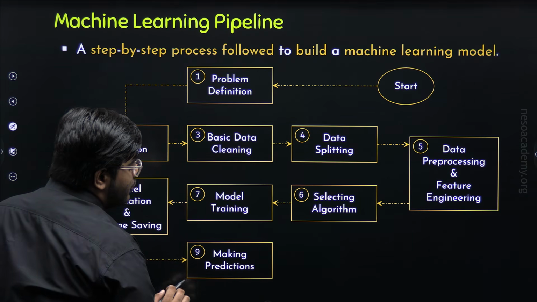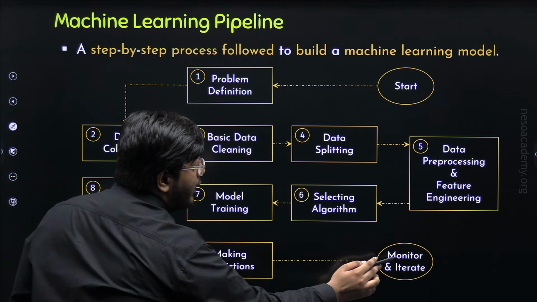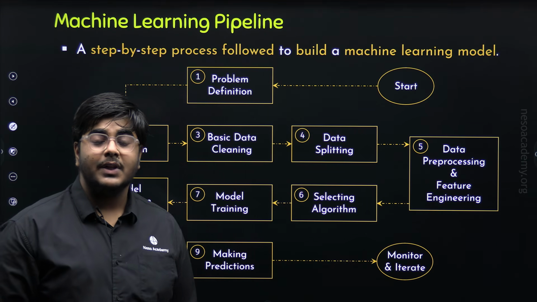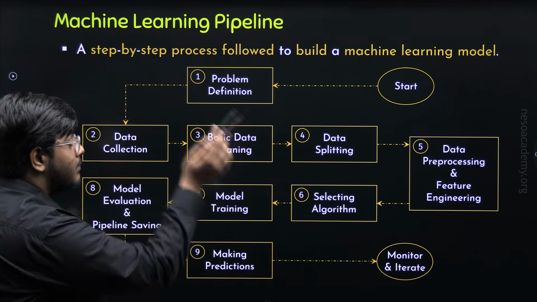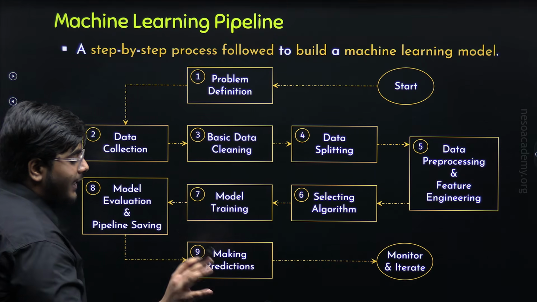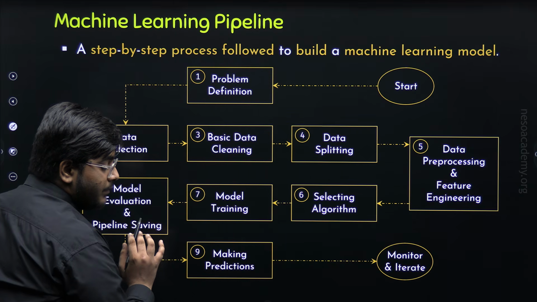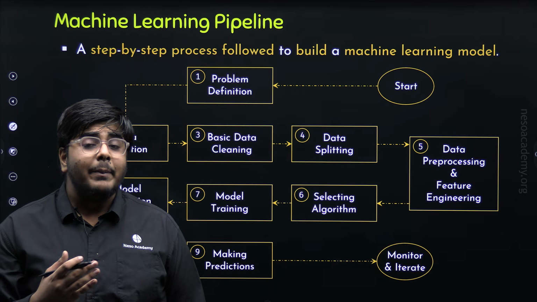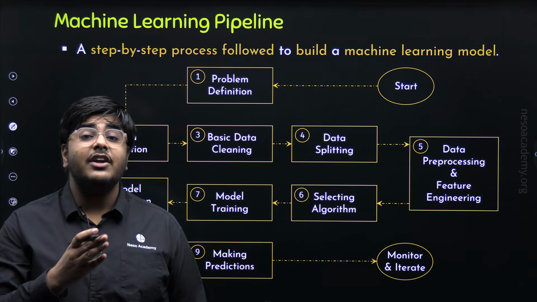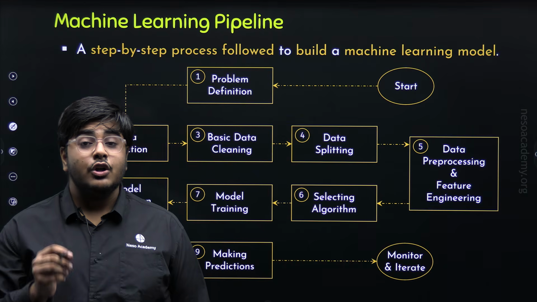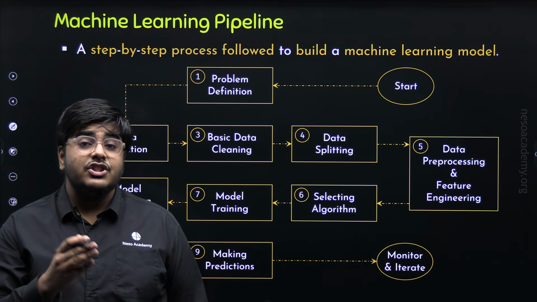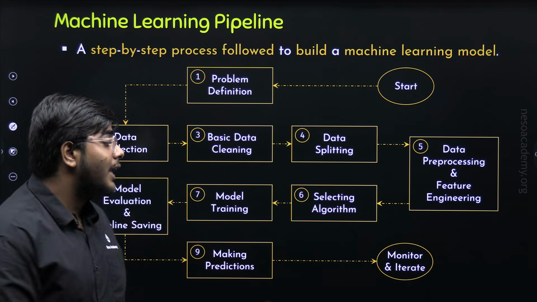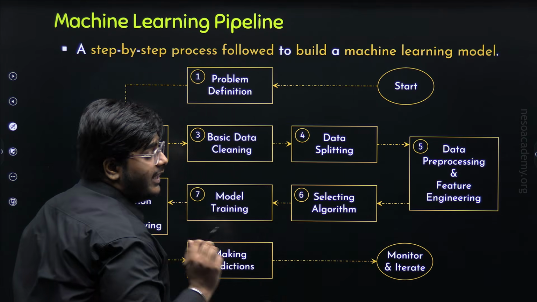Now, after making predictions, the last step is monitor and iterate. What is the meaning of monitor and iterate? It is to be noted that this machine learning pipeline does not end after making predictions. After making predictions, we need to keep checking the performance of the machine learning model at regular intervals of time, so that we can check whether the machine learning model is still performing well or not. This is known as monitoring of a machine learning model.